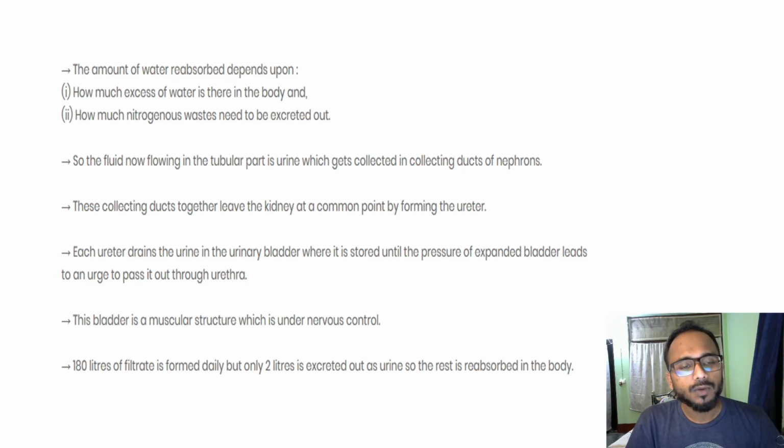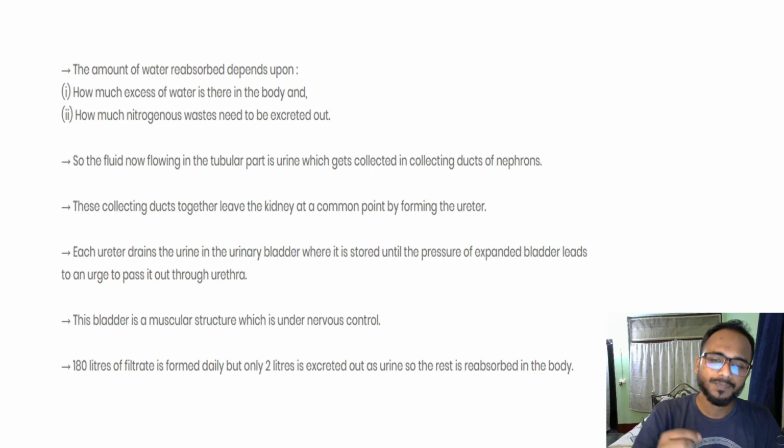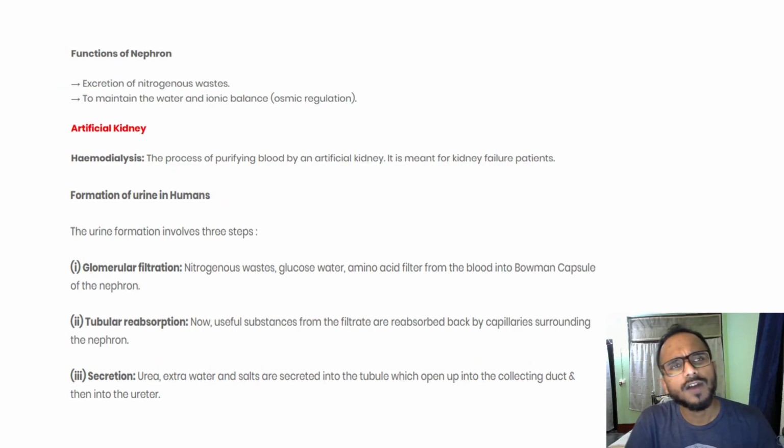Now this is a fact that 180 liters of filtrate is formed daily, but only 2 liters is excreted as urine, and the rest is reabsorbed by the body. That means the blood is filtered through the kidney many times, and a total of 180 liters of filtrate is formed, but only an average of 2 liters is excreted as urine. Now, functions of the nephron: the first is excretion of nitrogenous waste, as we said previously, that is, removal of urea, uric acid and similar other wastes.